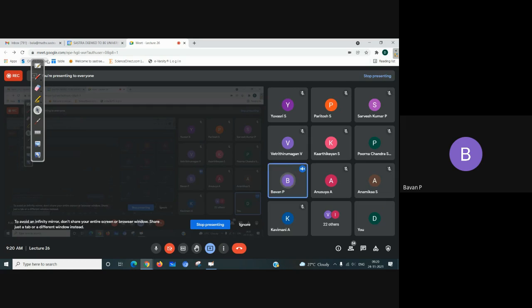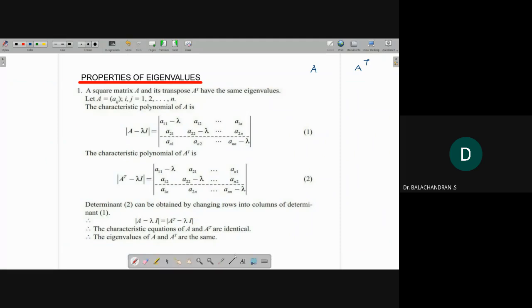That S1, S2, S3 are the same. Otherwise, the determinant of A minus lambda I should be the same as the determinant of B minus lambda I, because that is the characteristic equation. So I will come from the last step.